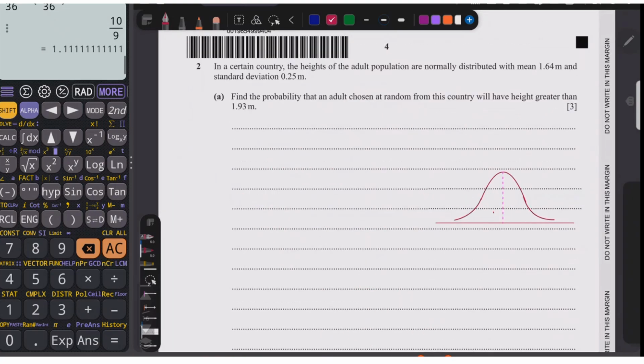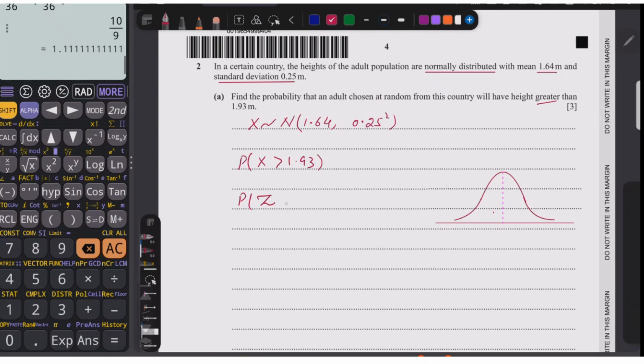Question number two is from the normal distribution. In a certain country, the heights of the adult population are normally distributed with a given mean and standard deviation. First of all, we write that x is normally distributed with mean and variance, which is 0.25 squared. We need to find the probability that an adult chosen at random from this country will have height greater than 1.93 meters.